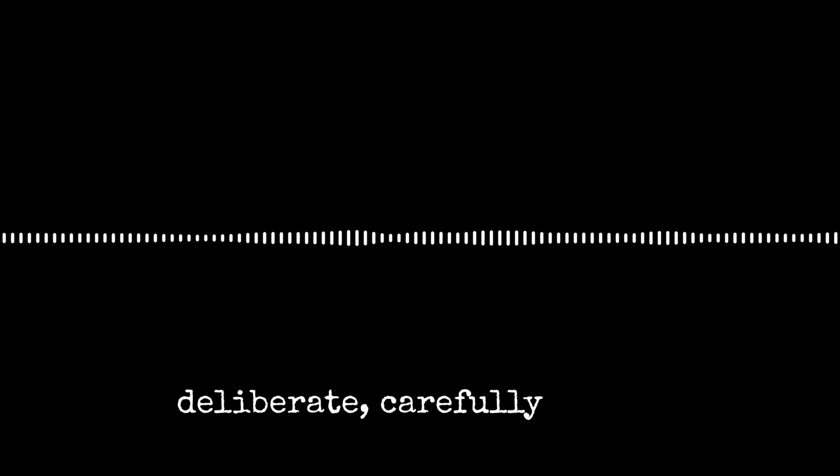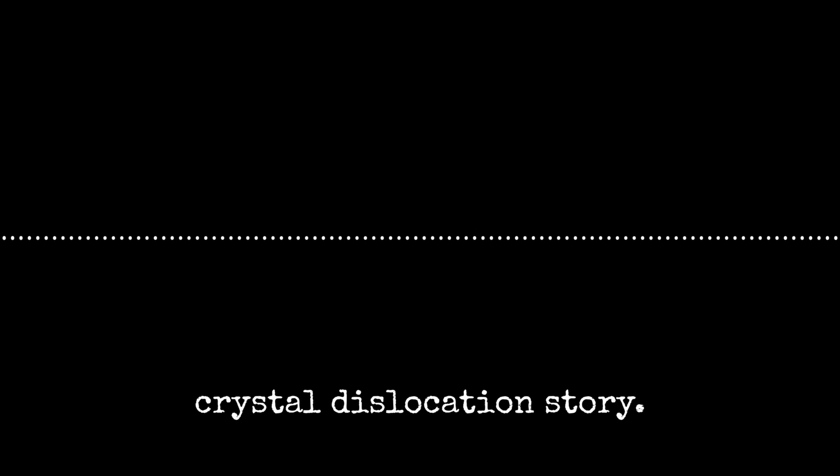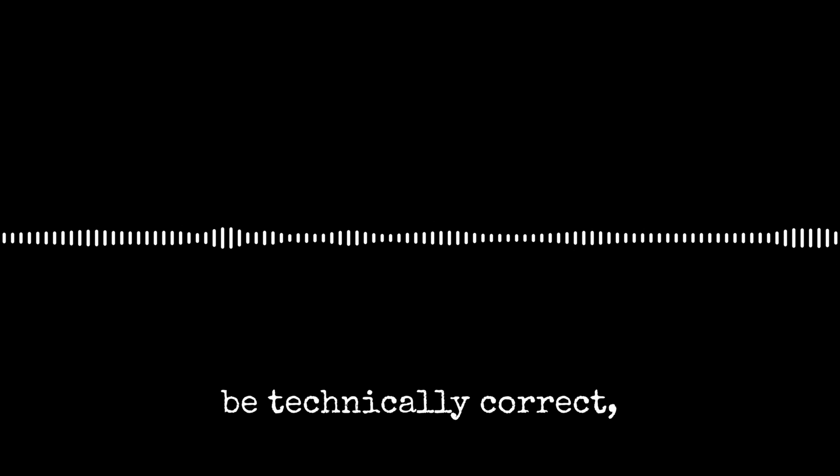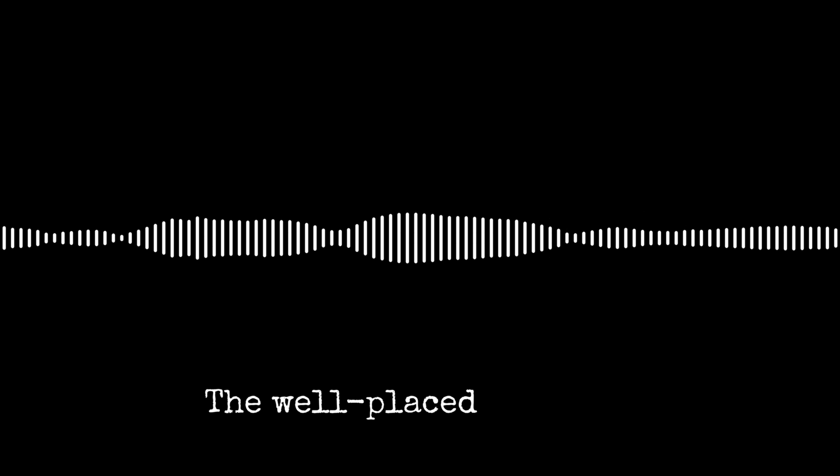You mentioned 3D printing. There's a neat example. Patterns of defects, deliberate, carefully placed irregularities, can make printed materials tougher. That's counterintuitive until you recall the crystal dislocation story. A perfectly regular structure can be brittle. One with guided breaches can dissipate energy. In musical terms, a piece that never deviates might be technically correct but emotionally thin. The well-placed surprise can carry the experience.